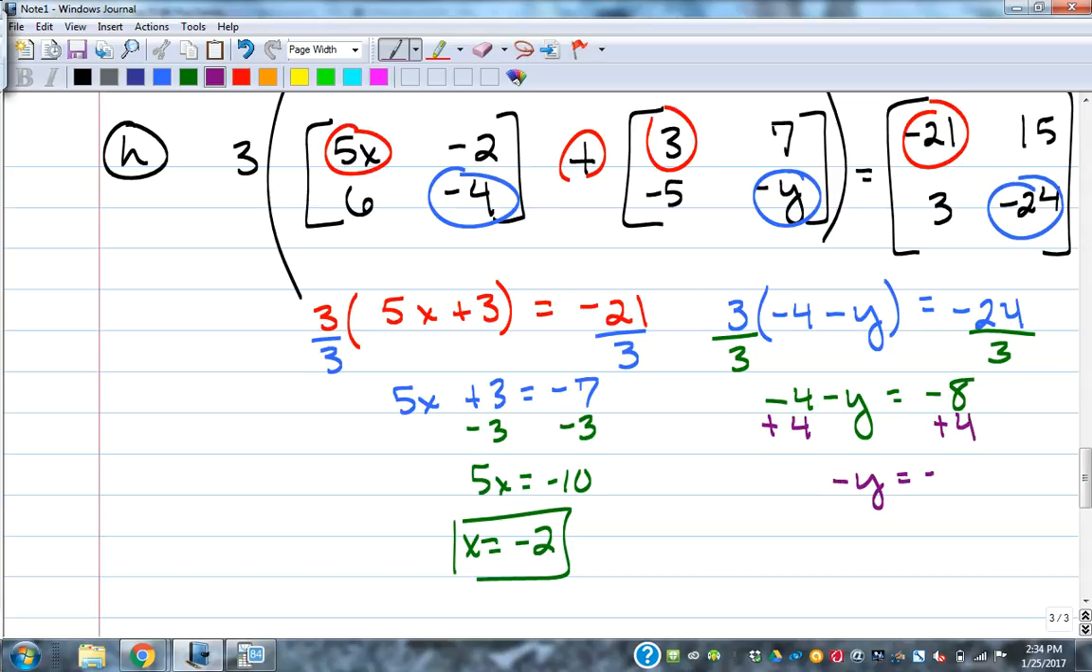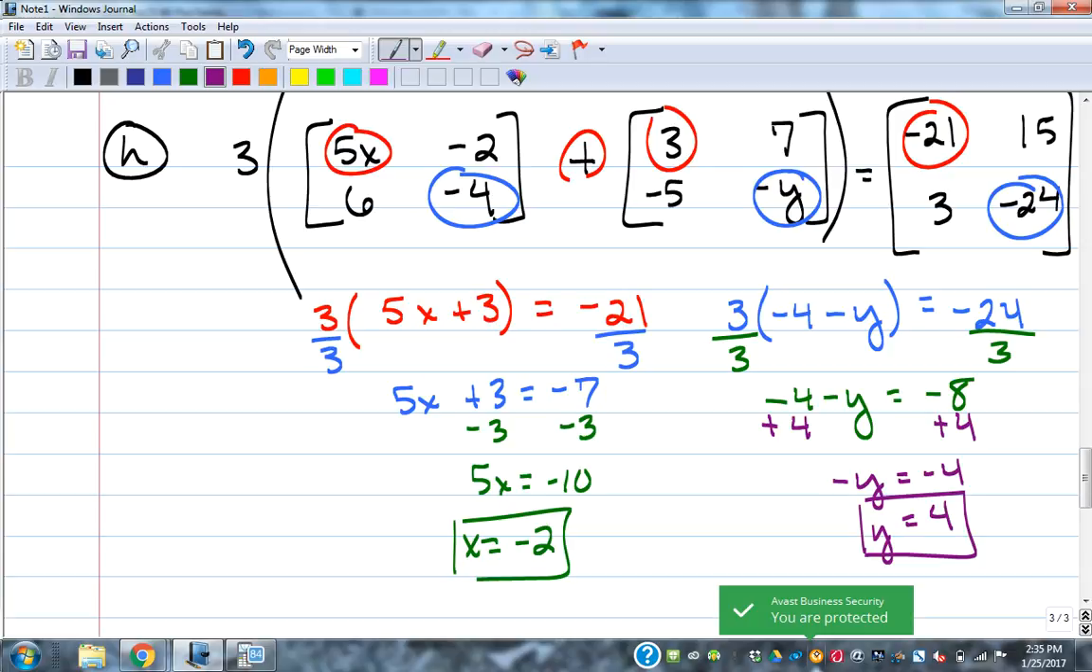So negative y is equal to negative 4, so y is equal to 4. So x is negative 2 and y is 4. May not get to solve the system today. That's okay. Oh, this will go fast. All right. So we've gotten this. Everybody okay with that? It's not too bad. Okay. So really easy parts there.